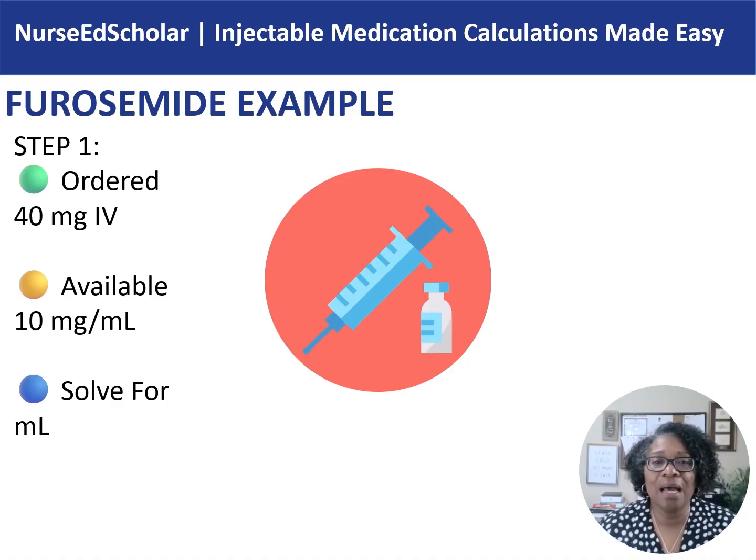Okay, here's another common medicine that you're going to see in your clinical practice, furosemide. That is a diuretic. You have a patient, and what is ordered is 40 milligrams of furosemide IV, and what's available in your facility is 10 milligrams per milliliter. So you're going to be solving for the milliliters.